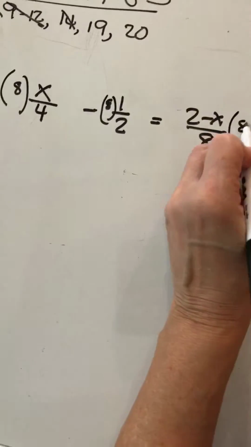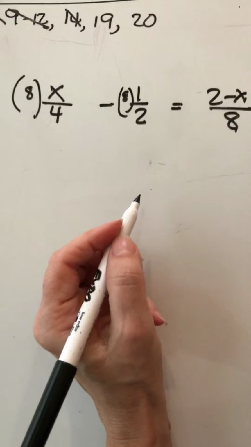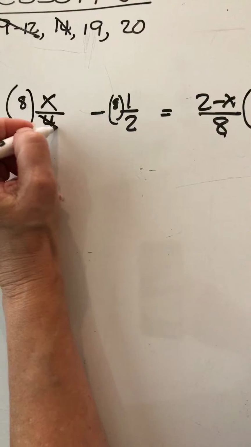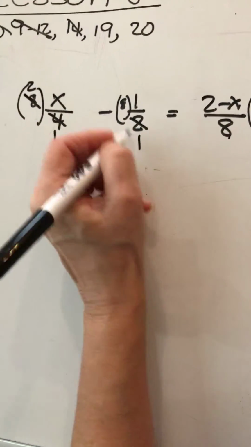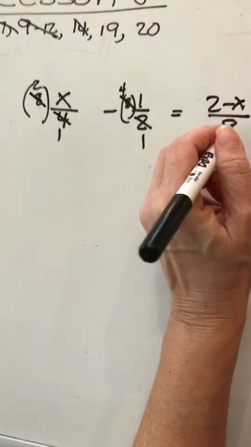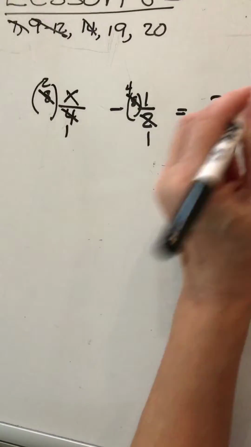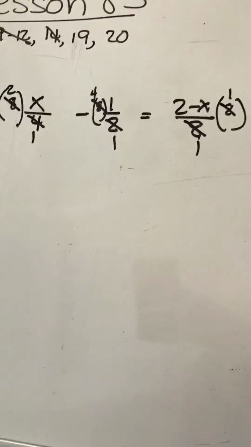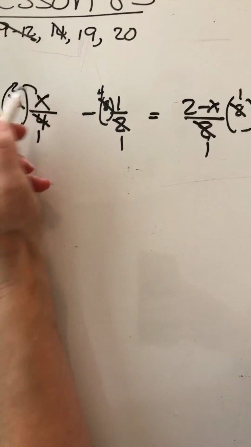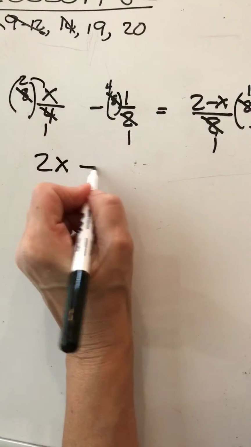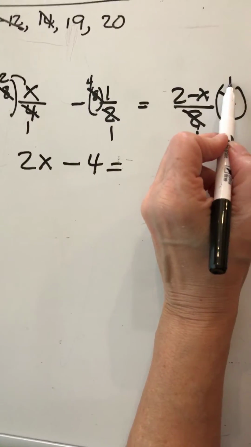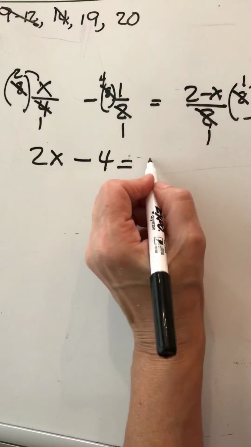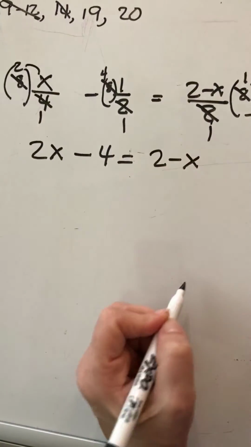Every term by 8. Before I multiply, I simplify. 4 goes into 4, 1, into 8, 2. 2 goes into 2, 1, into 8, 4. And 8 goes into 8 one time. Now I multiply, and that's 2x minus 4 times 1, which is 4. 1 times anything is always the other thing, so I just have 2 minus x.